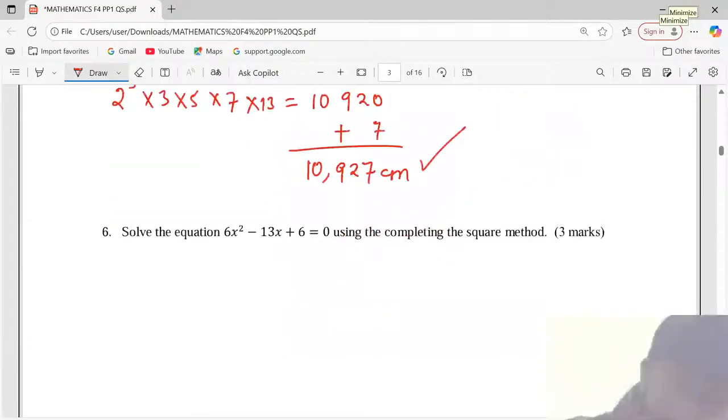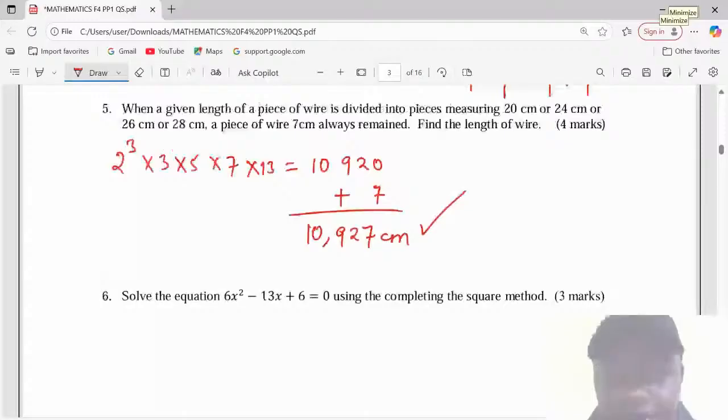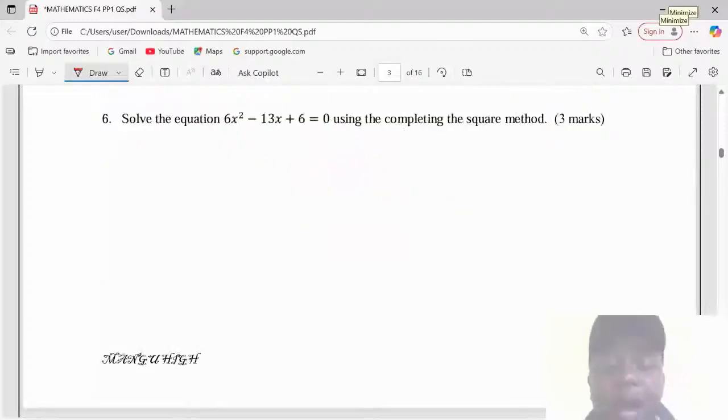Look at number 6, ladies and gentlemen. That's mathematics paper 1. Let's look at number 6. This is Mang'U High School mock examination.